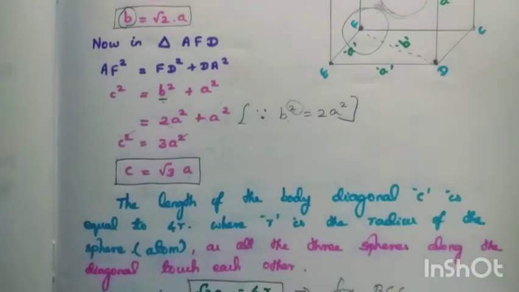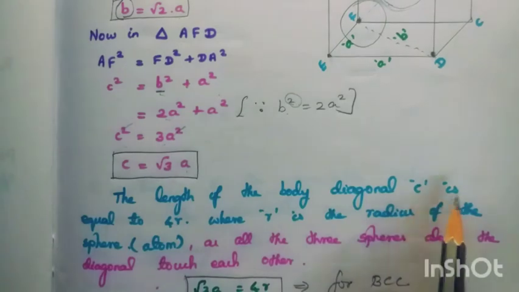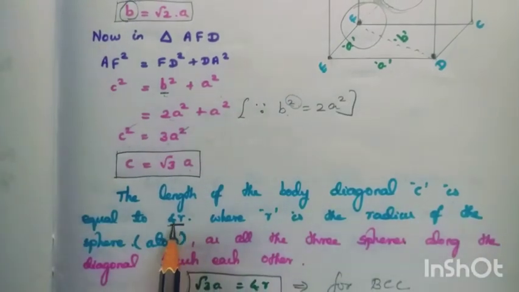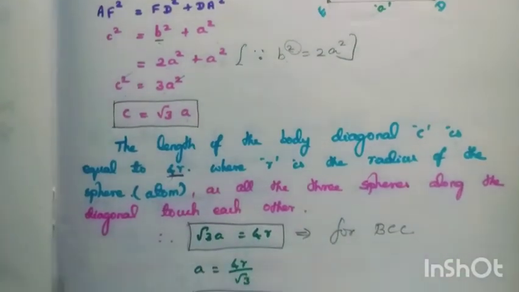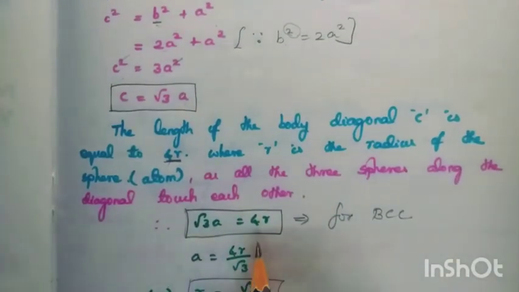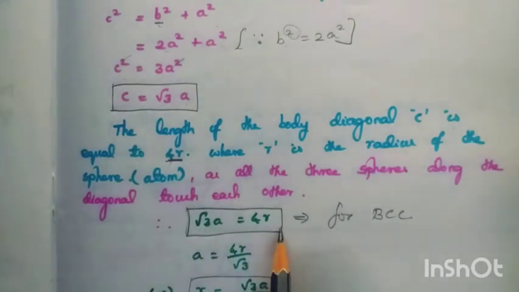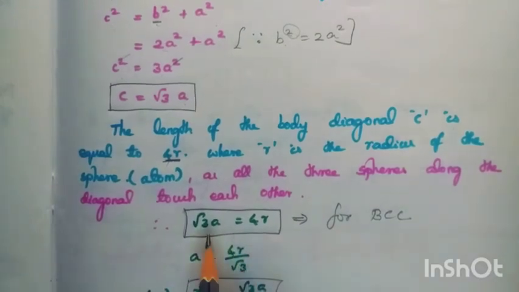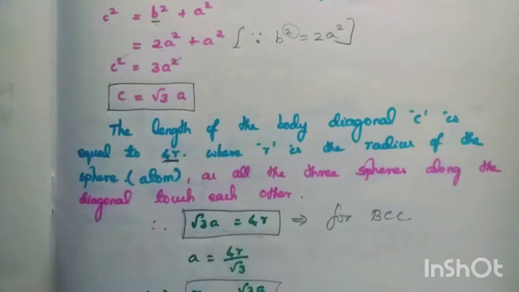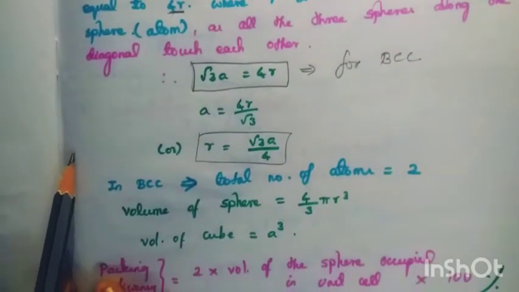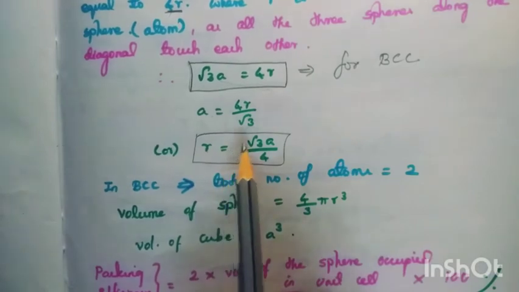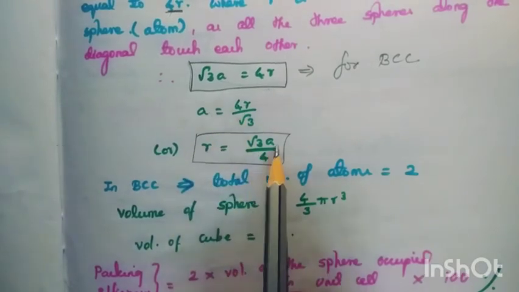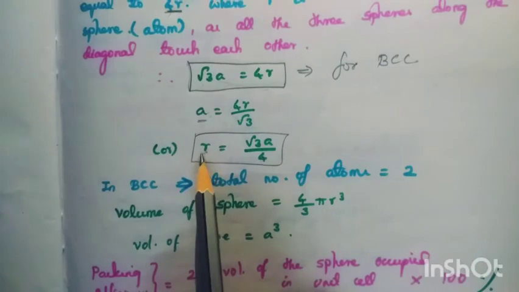The length of the body diagonal c is equal to 4R. Similar to FCC, where we said b is equal to 4R, there it was root 2 a, here it is root 3 a is equal to 4R. So a is equal to 4R by root 3. Or we can write R is equal to root 3 a by 4. If you want a, substitute this; if you want R, substitute this.